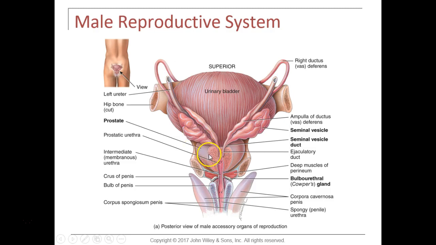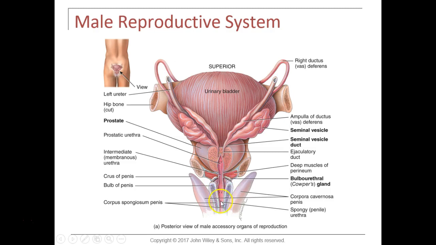So the seminal fluids, the prostatic fluids, and the sperm cells are traveling through the prostatic urethra, then through a part of the urethra that's called the membranous urethra. Just on either side of the membranous urethra are a pair of glands called the bulbourethral glands or Cowper's glands. They actually secrete their viscous mucoid alkaline secretions into the urethra just prior to ejaculation, and we'll talk about all of these secretions in a minute.